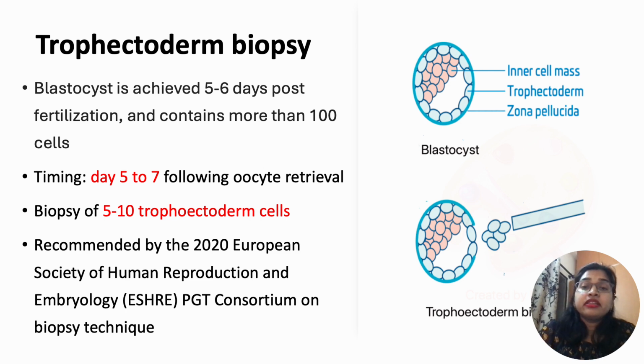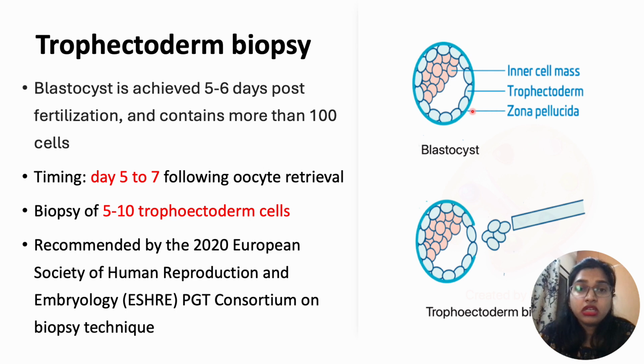So that's why there is a third thing, the most popular thing, and we are doing only this, and that is trophectoderm biopsy. That is advisable. Trophectoderm biopsy from the blastocyst. What is a blastocyst? A blastocyst is achieved 5 to 6 days post fertilization, and it contains more than 100 cells. The biopsy is taken between days 5 to 7 following oocyte retrieval, and we can take 5 to 10 trophectoderm cells.